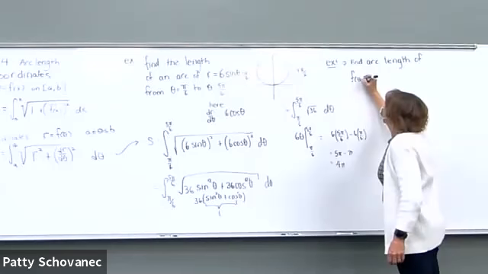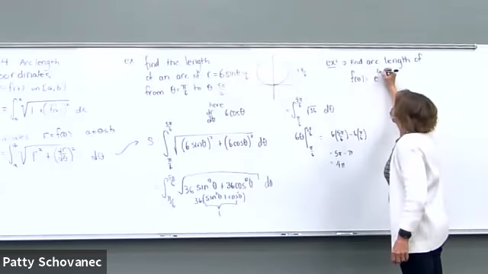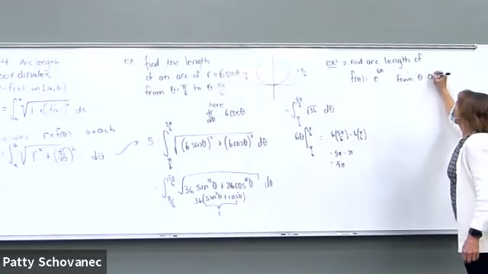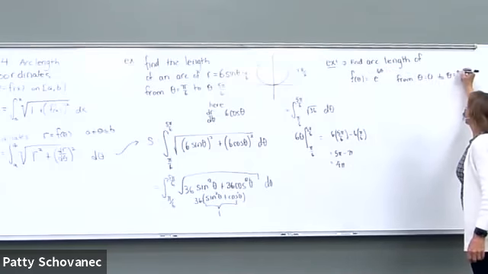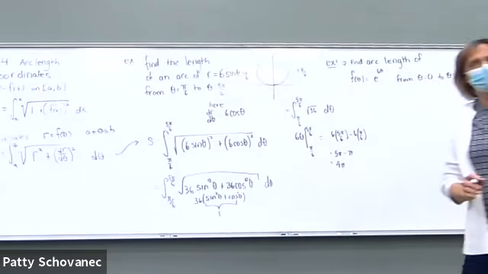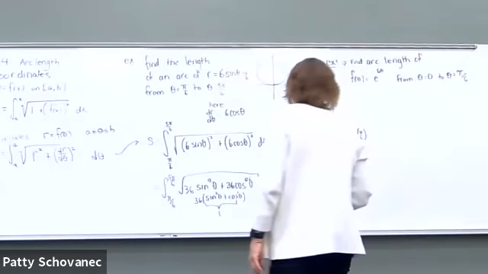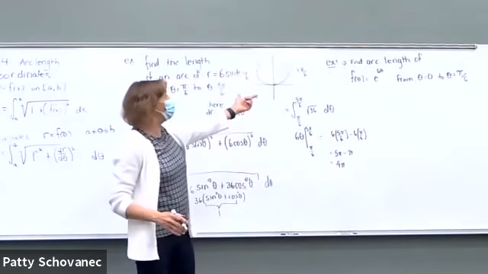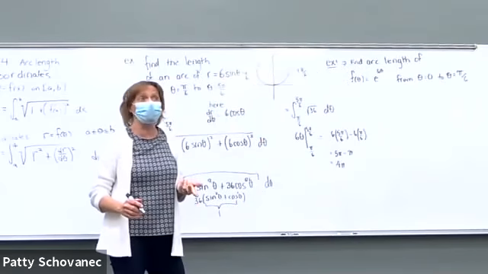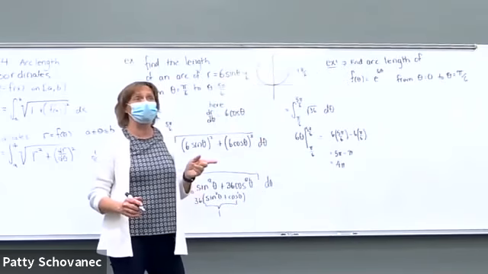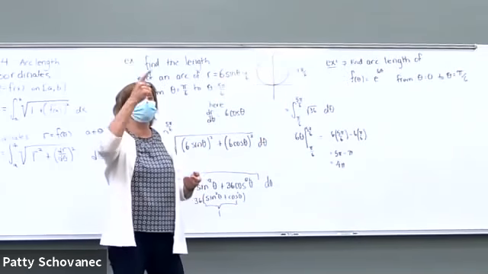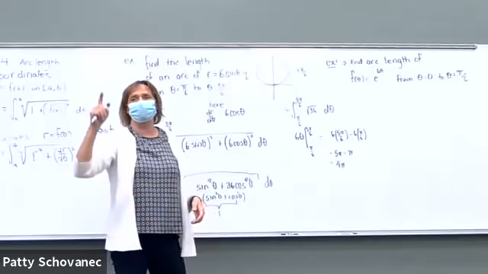F of theta is equal to e to the 6 theta, say from theta is equal to 0 to theta is equal to pi over 6. This is a graph where r grows as e to the 6 theta grows, which grows real fast, right? As theta increases, the power increases, e to that power gets bigger, and as I move around the unit circle, r just gets big real fast.